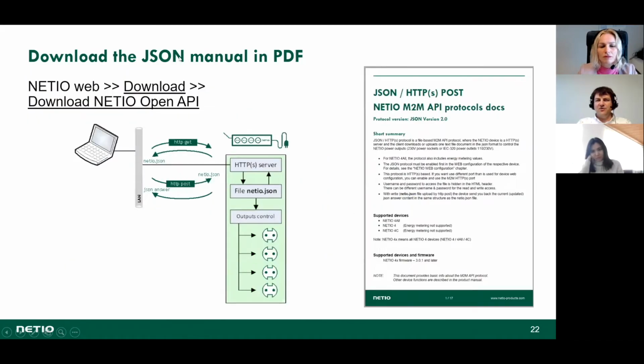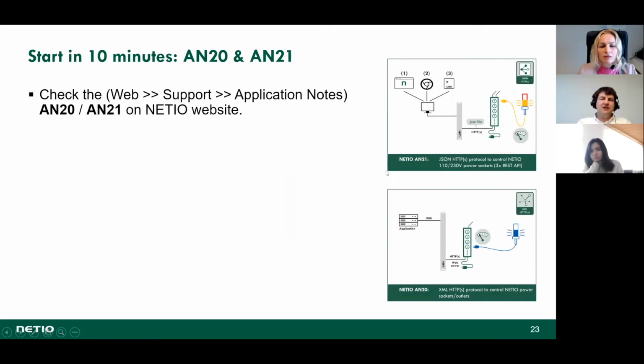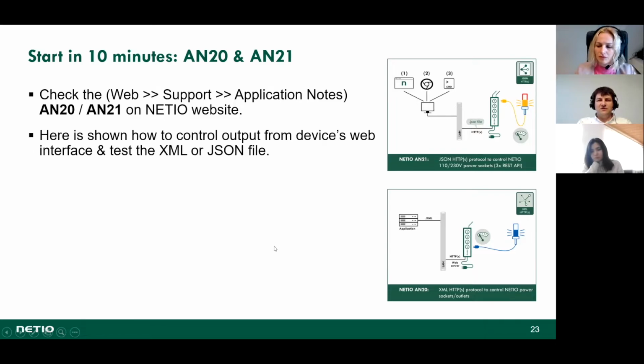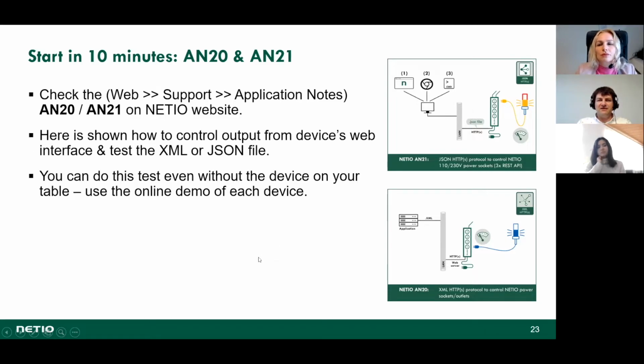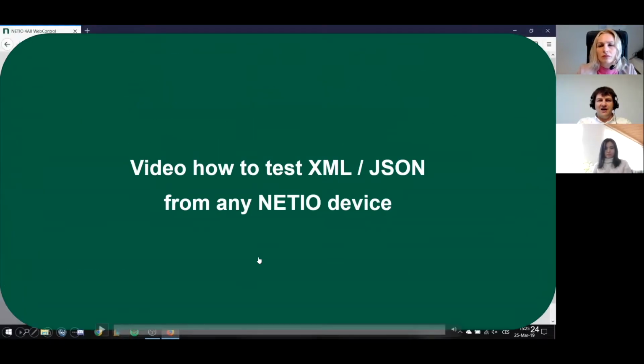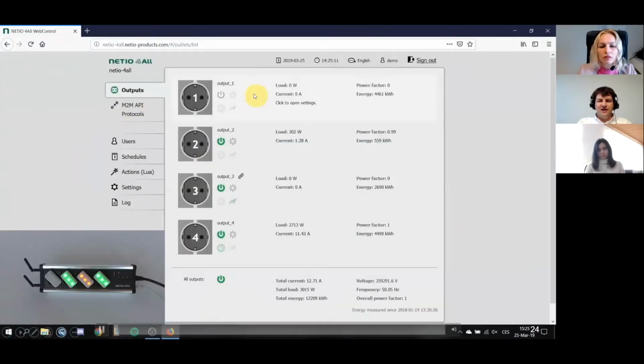Fine. There is full documentation for this JSON description. It's in PDF. And there are basically two application notes which can help you in the beginning: AN20 and AN21. These are step-by-step guides on how to test with the device, how to send a file to the device, and so on. I have prepared a video. Hopefully it will work. This is the video about the old NETIO for all, but it's basically the same.